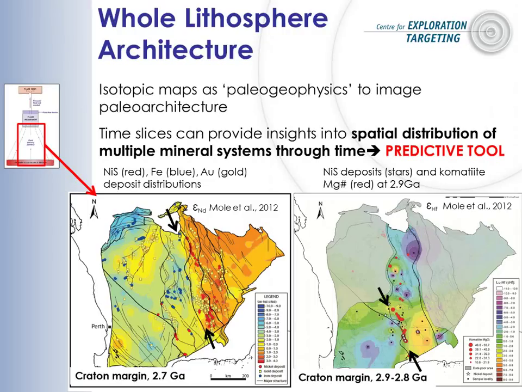Because we can do geophysical surveys across this craton. The issue is that the geophysics give us what it looks like now. By combining that with the isotopes, we can actually see what that looks like then, because we want to know the architecture at the time of mineralization.